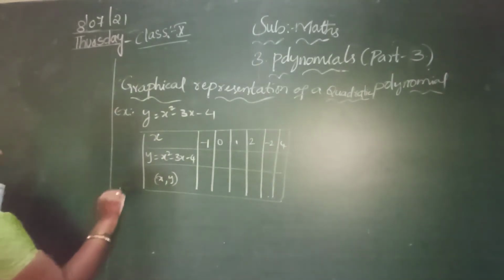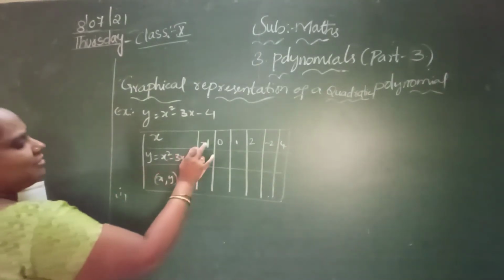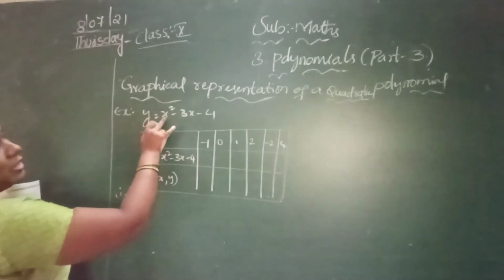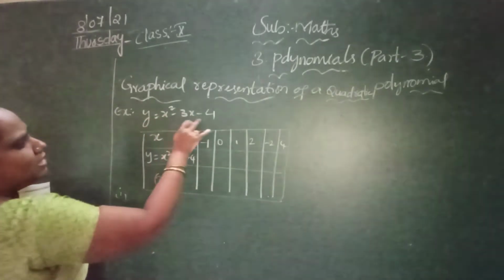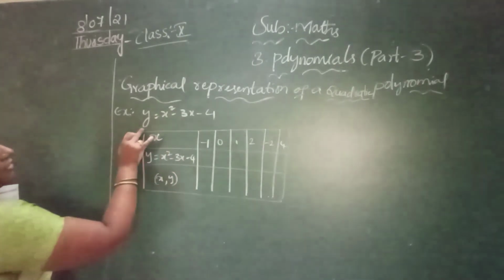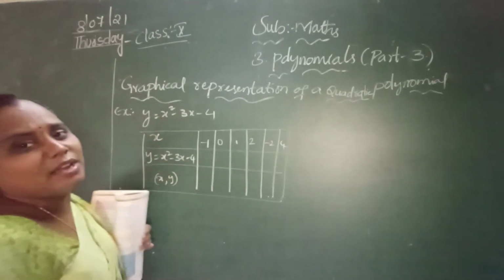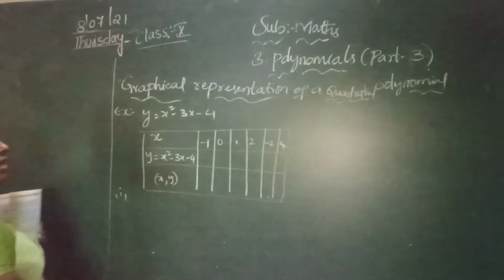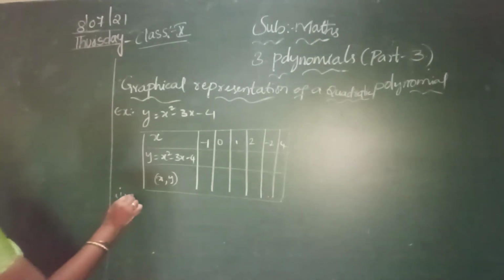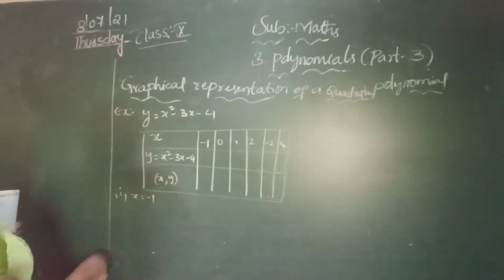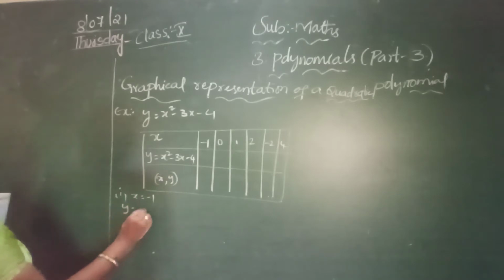So first I am finding here. If x equals minus 1, we have to substitute here, and we get the y value. We have to place it here. Then we get the x comma y coordinates. First one we will substitute here. If x equals minus 1, then what is the y value here?